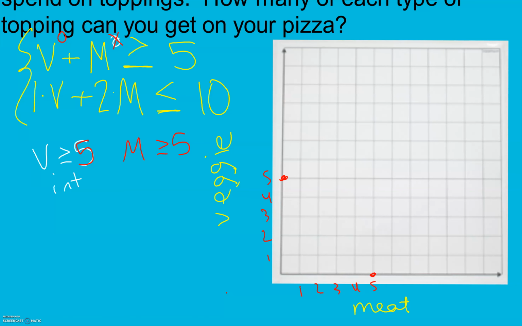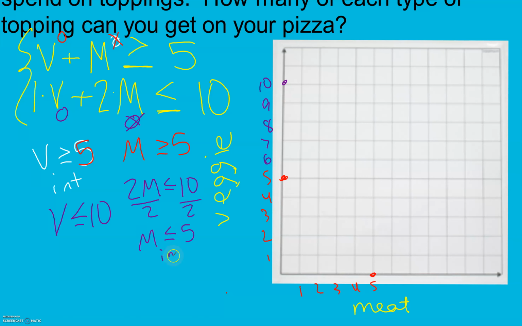Same thing for our second equation here. If all I wanted was veggie toppings, no meat toppings, the amount of veggies I would get would be less than or equal to 10. And if all I wanted was meat topping but no veggies, and I solve for m here, the amount of meats would be less than or equal to 5. Okay, so these are my intercepts.